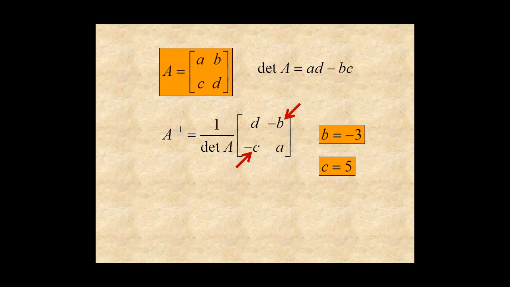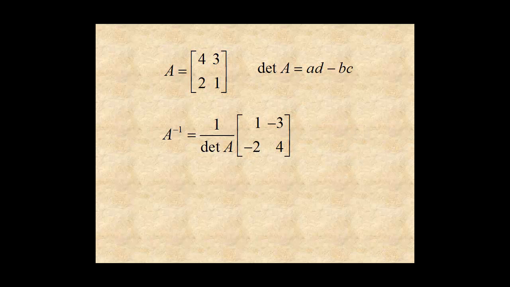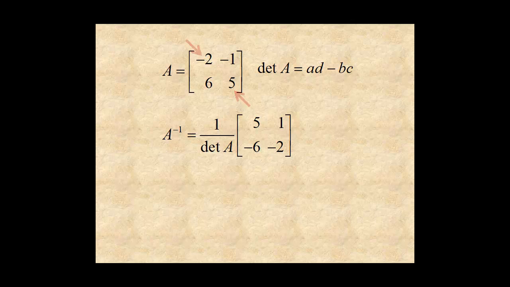Here are some examples of how to rearrange the matrix. For this matrix, the main diagonal is switched from 4 and 1 to 1 and 4. On the other diagonal, positive 2 and positive 3 are changed to negatives. For this example, the main diagonal is switched from negative 2 and 5 to 5 and negative 2. On the other diagonal, plus 6 is changed to negative 6, and negative 1 is changed to plus 1.